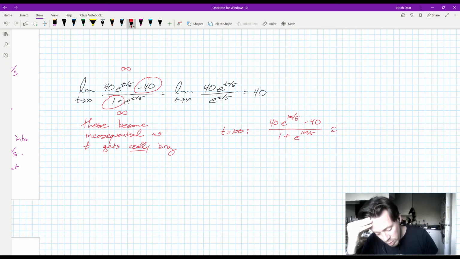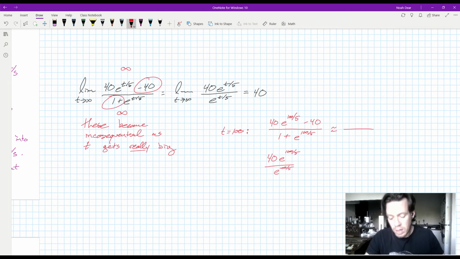Let's get this number, and then we're going to compare that to 40 e to the 100 over 5 over e to the 100 over 5. We're going to do this in two separate steps here. I really want to break this down for you and make sure you're understanding how this is getting put together. One second to pull up a calculator.